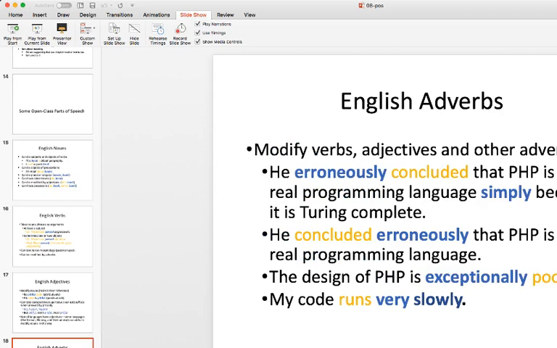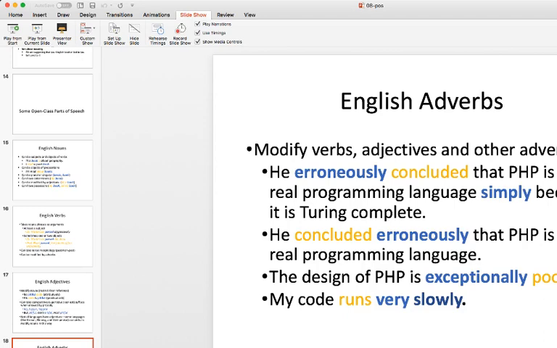Then we have adverbs. Adverbs occur syntactically as modifiers for verbs, adjectives, and other adverbs. So you can say things like, he erroneously concluded that PHP is a real programming language simply because it's Turing complete. But you can also say he concluded erroneously. So you can sequence them differently, but the relationship between the words is the same.